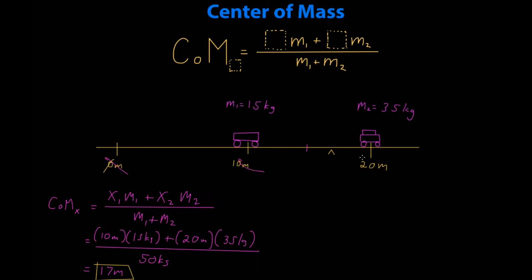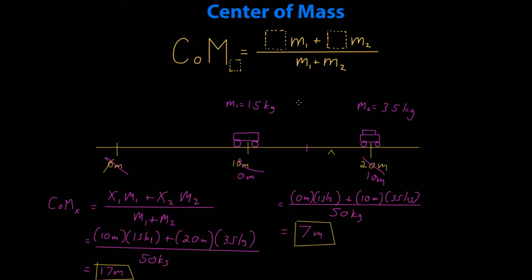So what if instead of these, I made the origin right where the first cart is, 0 meters, and this should therefore be 10 meters. If I did that, then I would have 0 meters times 15 kilograms plus 10 meters times 35 kilograms over 50 kilograms gives me 7 meters. So both of these are 7 meters to the right of this object.